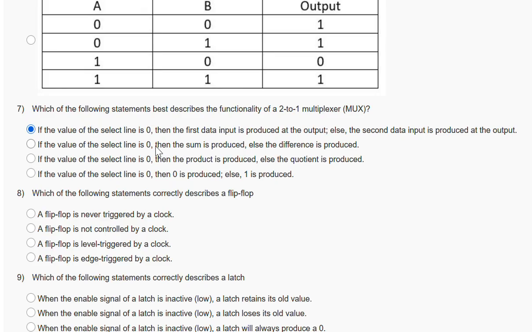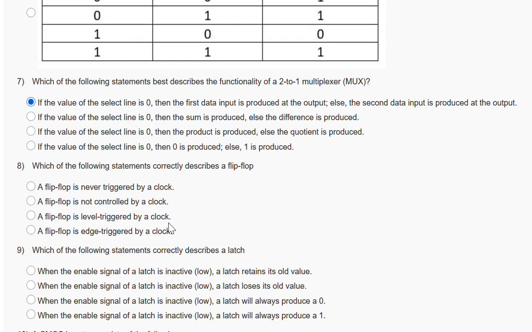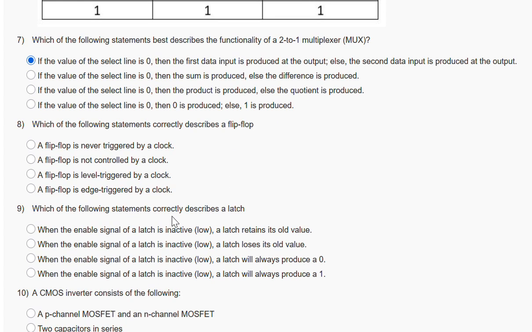A 2:1 multiplexer selects the input based on the select line value. If select is 0, I0 is selected; if select is 1, I1 is selected. Which of the following statements correctly describes a flip-flop? Flip-flops are edge triggered by a clock.